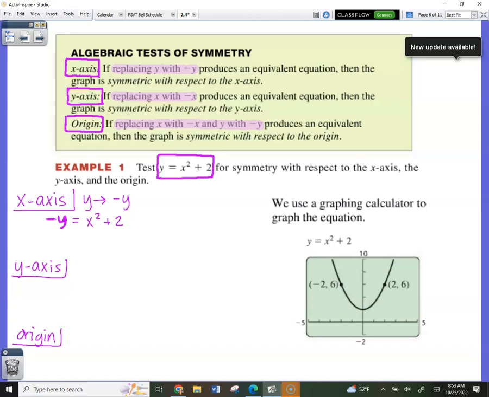Now solve for y. Get y by itself. Subtract or divide by the negative, right? If I divide by negative, what happens to the stuff on the other side? Everything changes sign. So is this equation the same as that one? No. So no, this is not symmetrical over the x-axis.